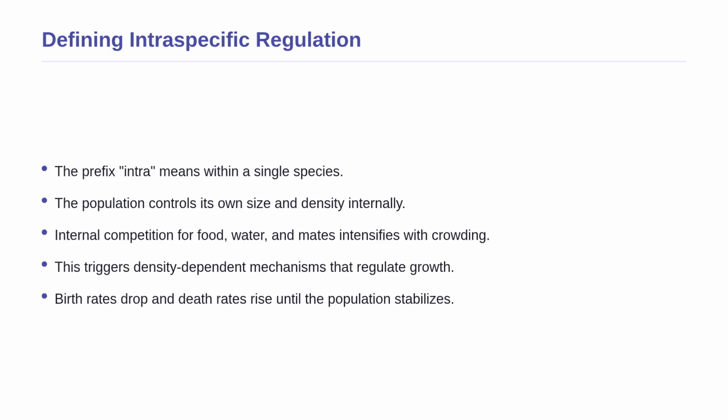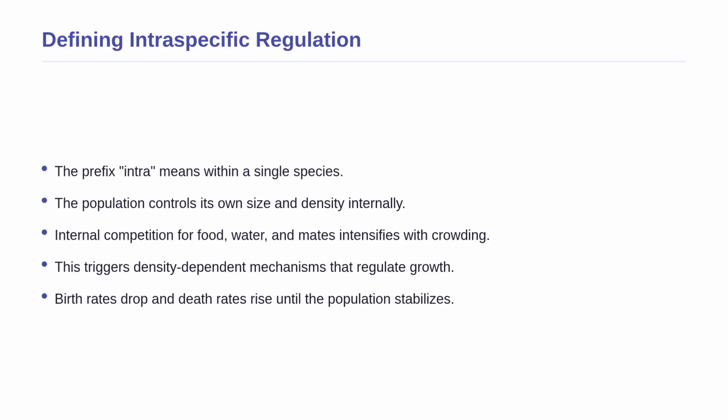Now that we have an intuitive understanding, let us look at the formal definition. Intraspecific population regulation refers to the biological processes by which a single species controls its own size. The prefix intra means within, so this is entirely about individuals of the same species interacting, not about outside predators.